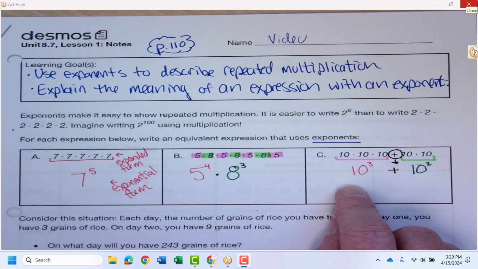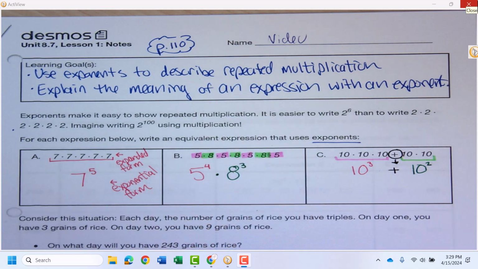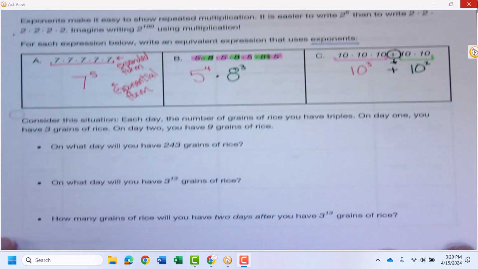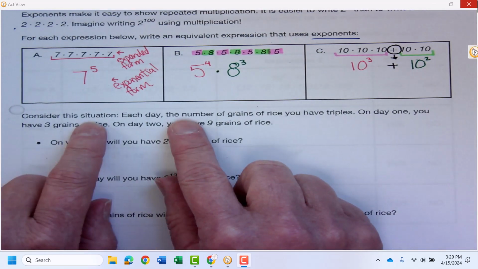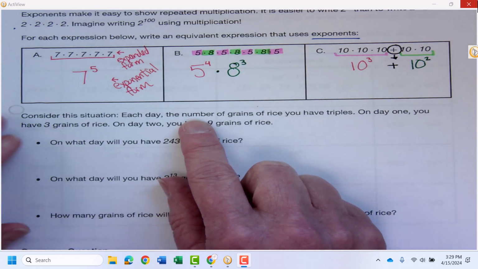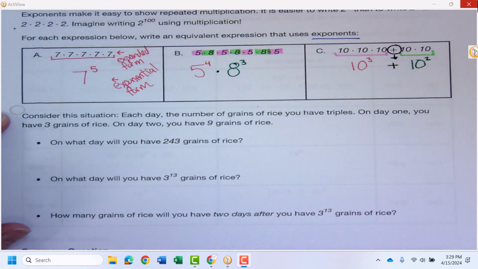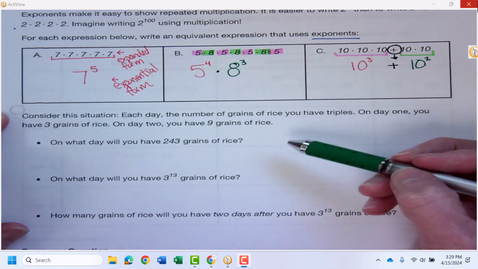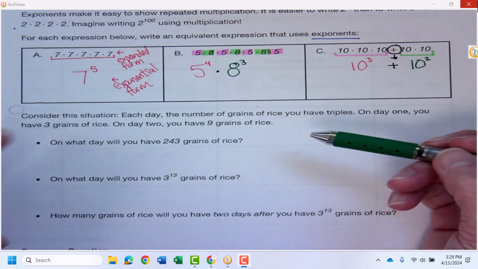Let's move on to our other learning target, explaining the meaning of an expression with an exponent. Let's scooch up a bit. So in the activity that you had today, there were different stages of division where there was an object that was being divided and divided and divided again.